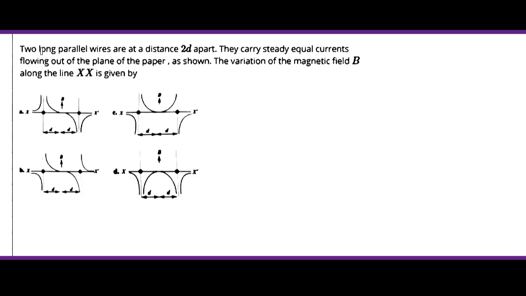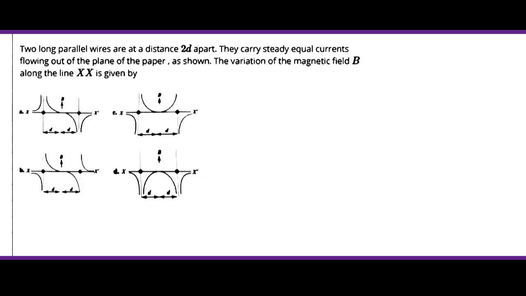Hello everyone, so we are given the question which says: two long parallel wires are at a distance of 2D apart. They carry steady equal current flowing out of the plane of the paper as shown. The variation of the magnetic field B along the line XX is given by. So we need to check what will be the variation and how it looks.